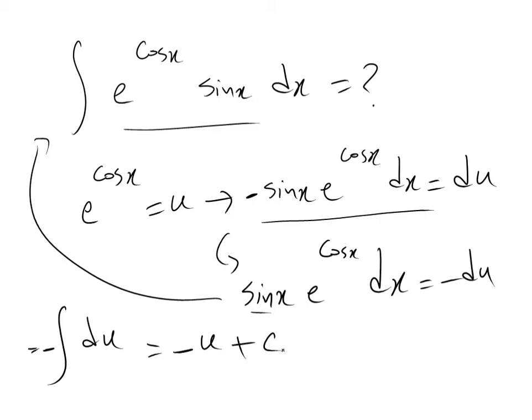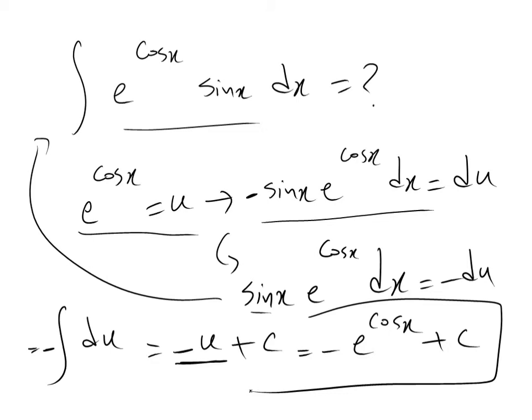So all you need to do at this stage is to substitute this parameter u with this definition you had at the beginning. Therefore this will be equal to minus e to the power of cosine x plus c. Okay, and that is the solution to our integral.